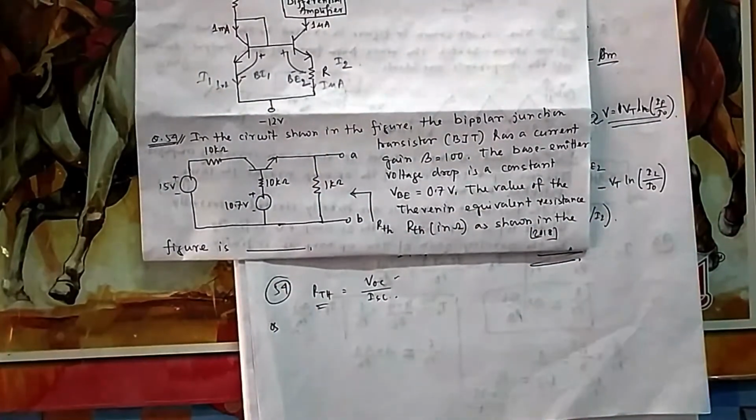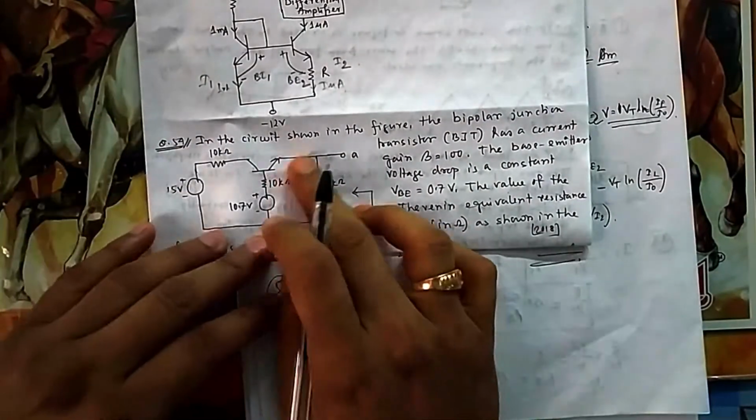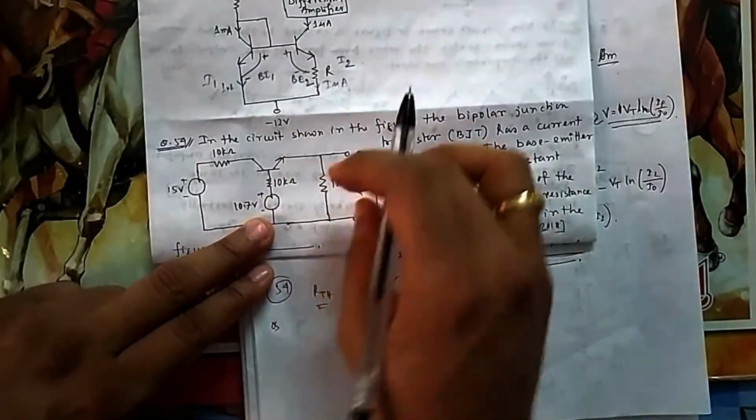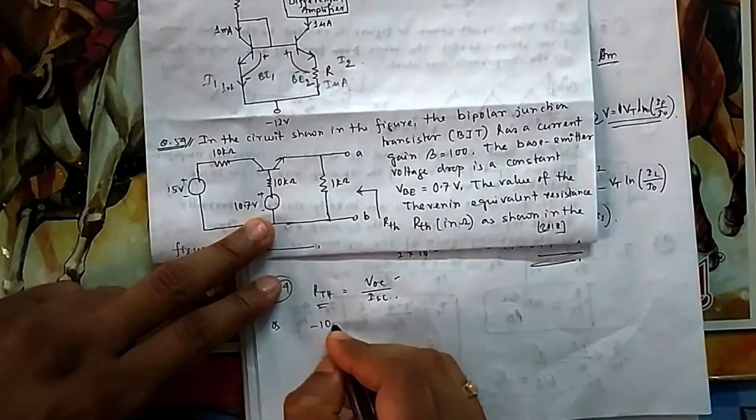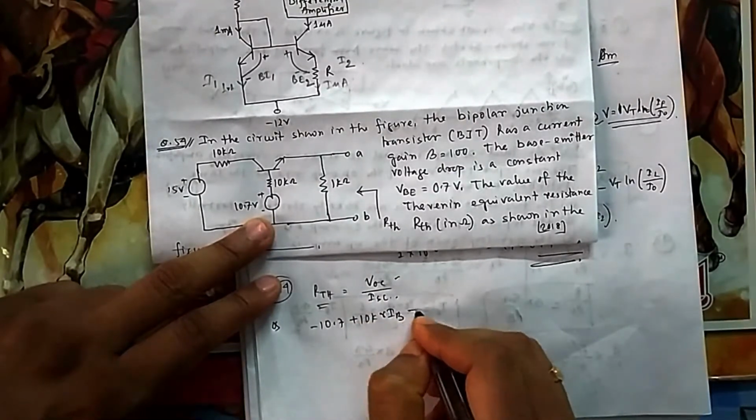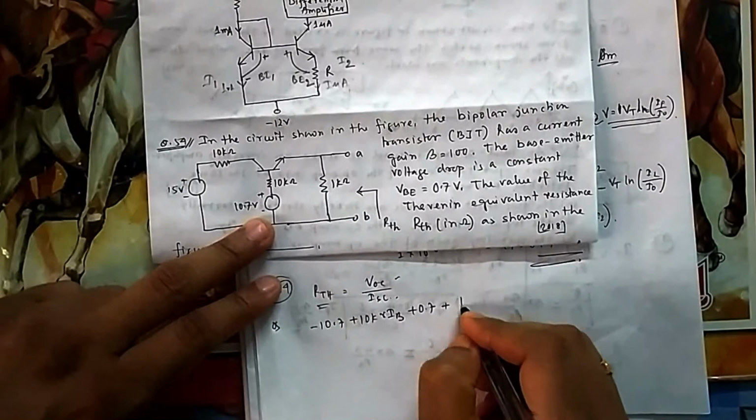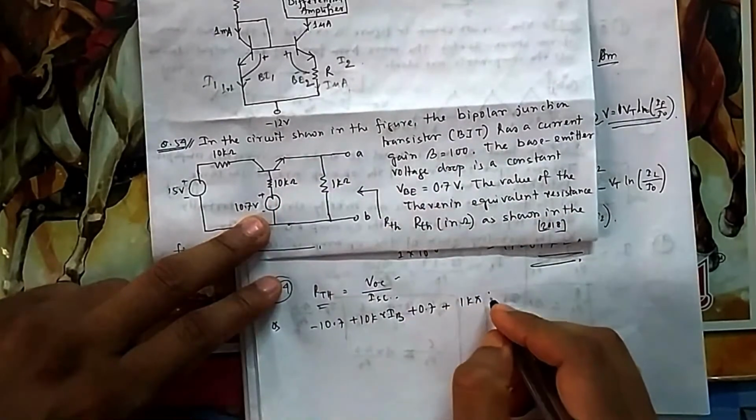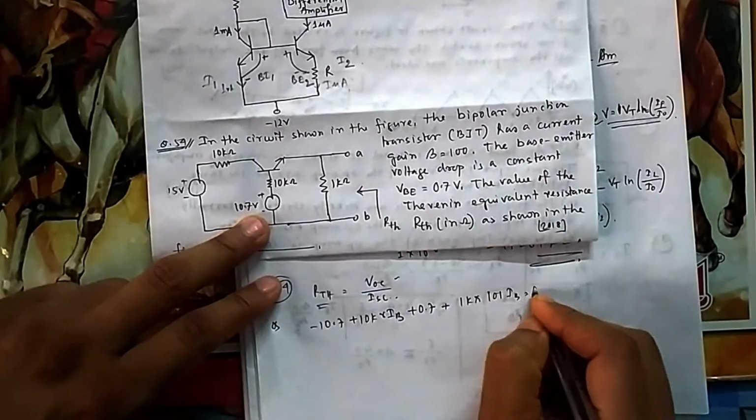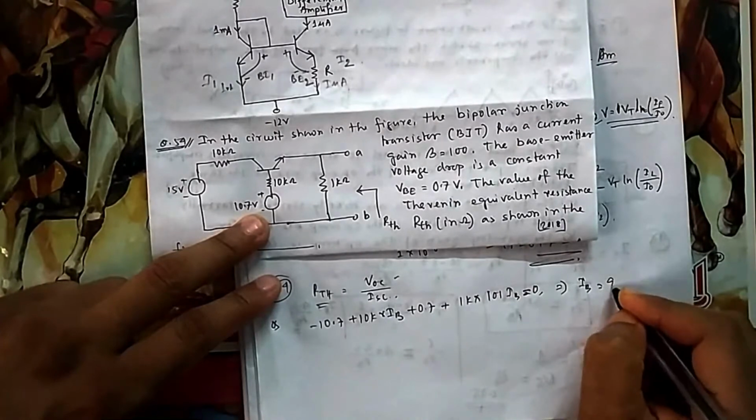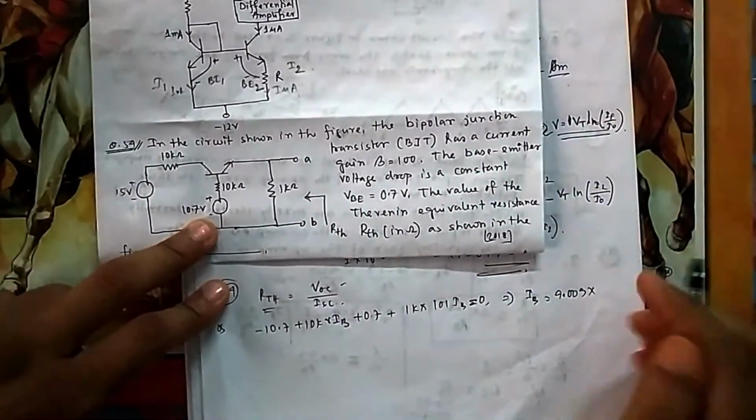So for the open circuit, what will happen? Let me calculate the current through here. Because everything is given, you can easily calculate the base current or emitter current. Once you know the emitter current, this emitter current multiplied by this will give you VTH. So if you start with minus 10.7, then plus 10k multiplied by I base, then plus 0.7, that drop, and then plus 1k multiplied by, because beta is 100, I is beta plus 1, 101 into IB, that is equal to 0. If you solve it, you will get I base equal to 9.009 into 10 to the power minus 5.